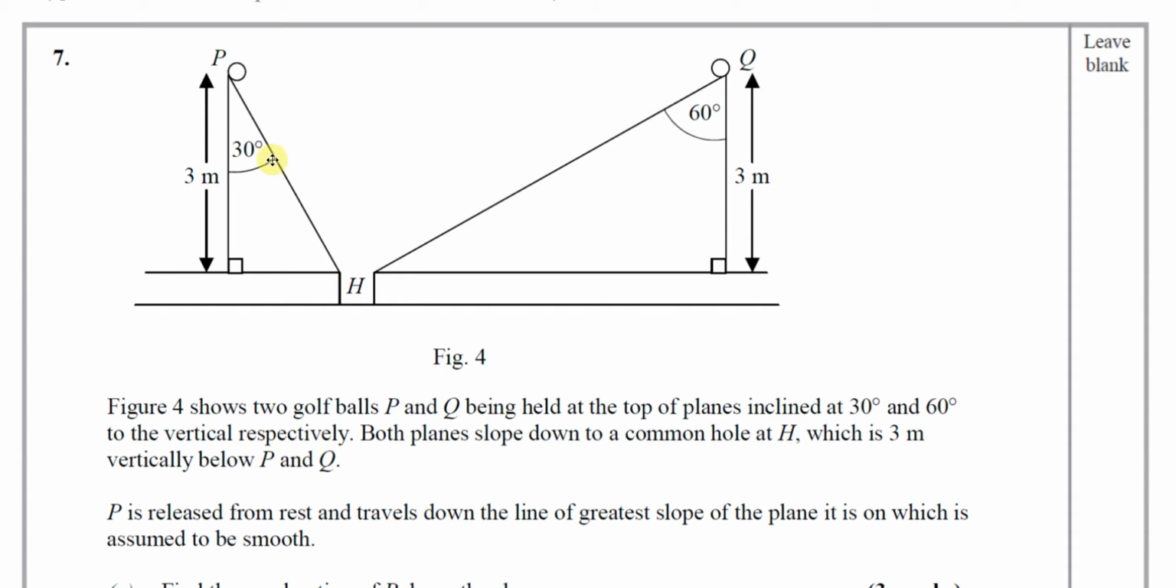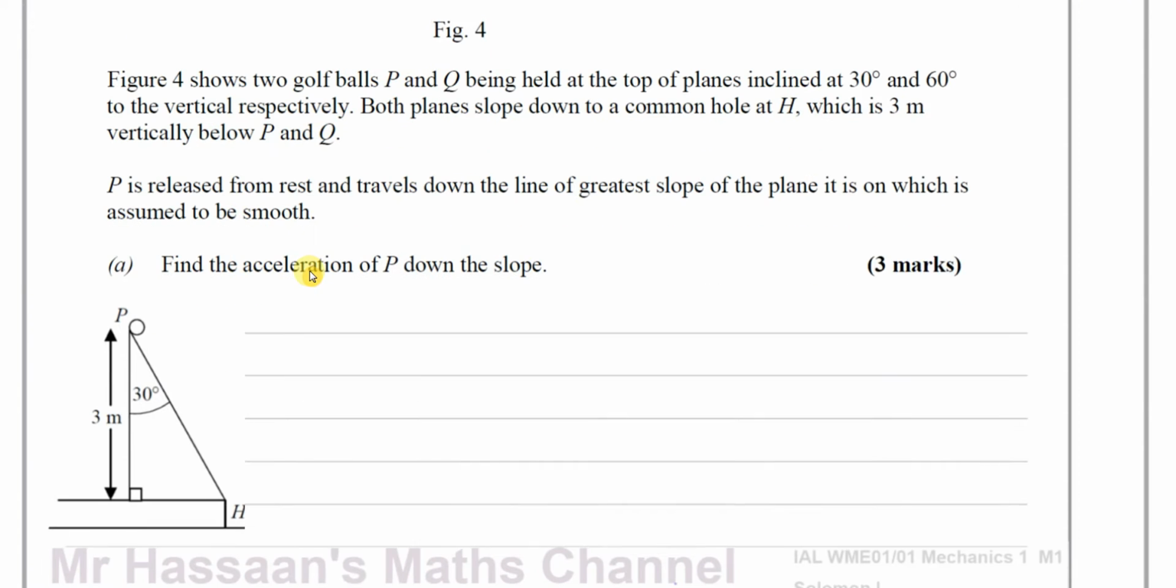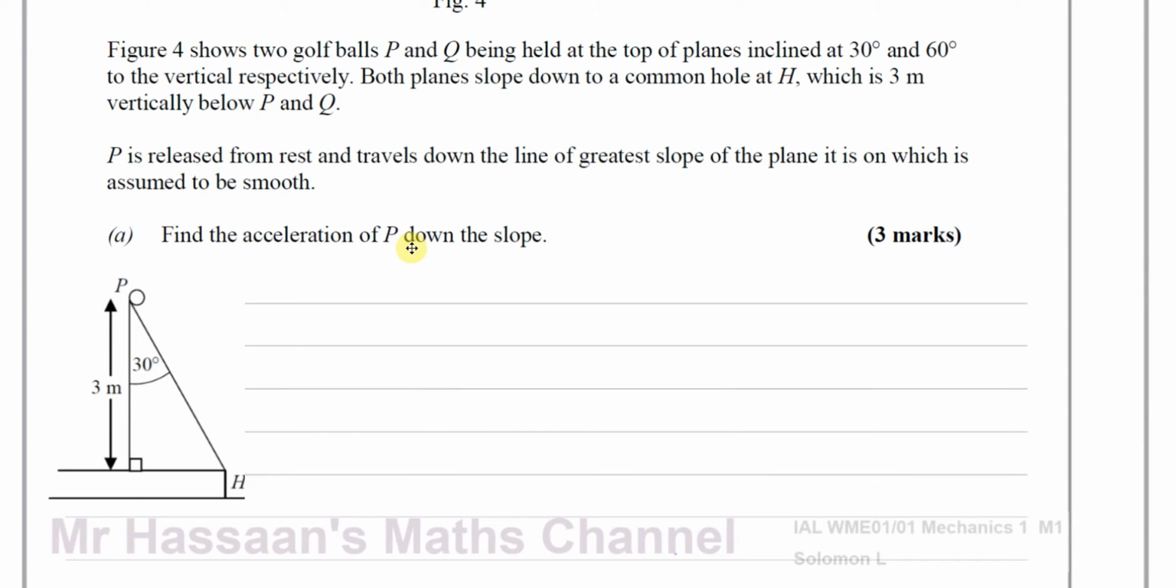P is released from rest and travels down the line of greatest slope of the plane it is on, which is assumed to be smooth. So this is a smooth plane. Find the acceleration of P down the slope. So I'm just taking this section of the drawing which involves P. This is a smooth plane, so therefore there's no friction.